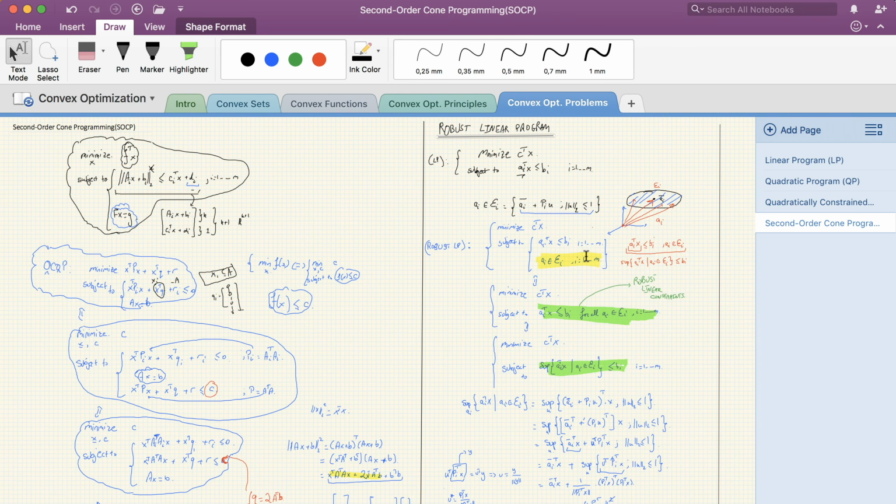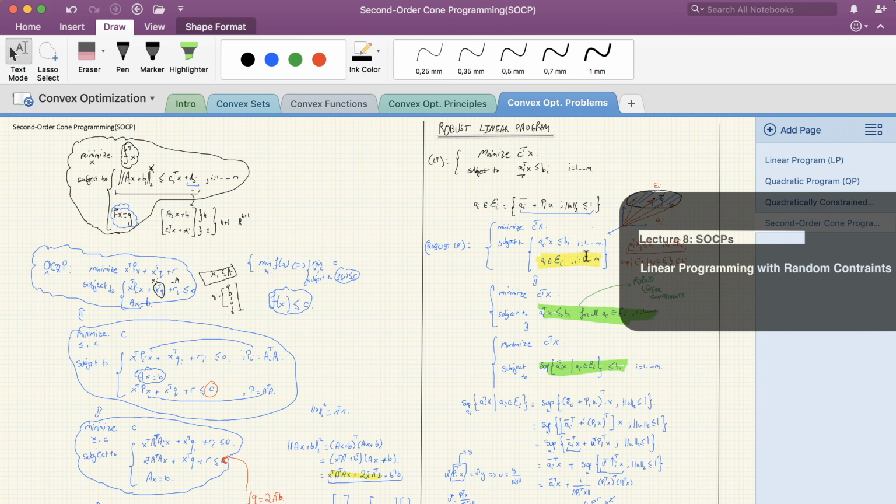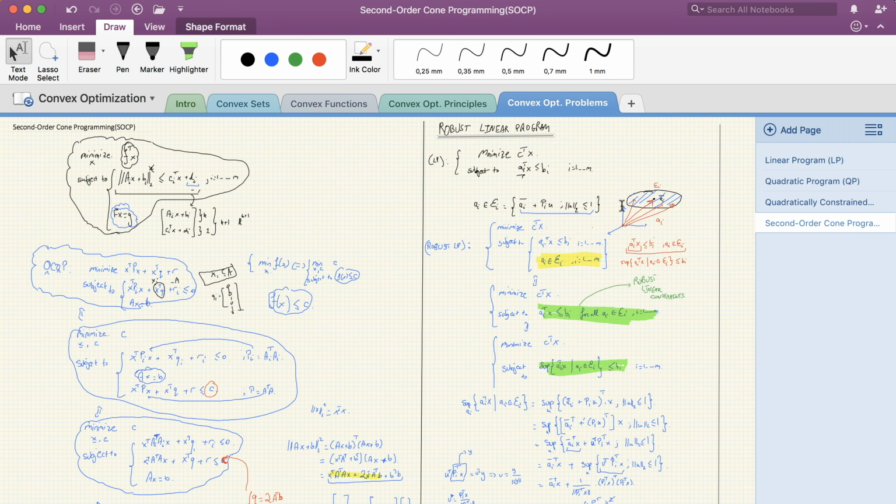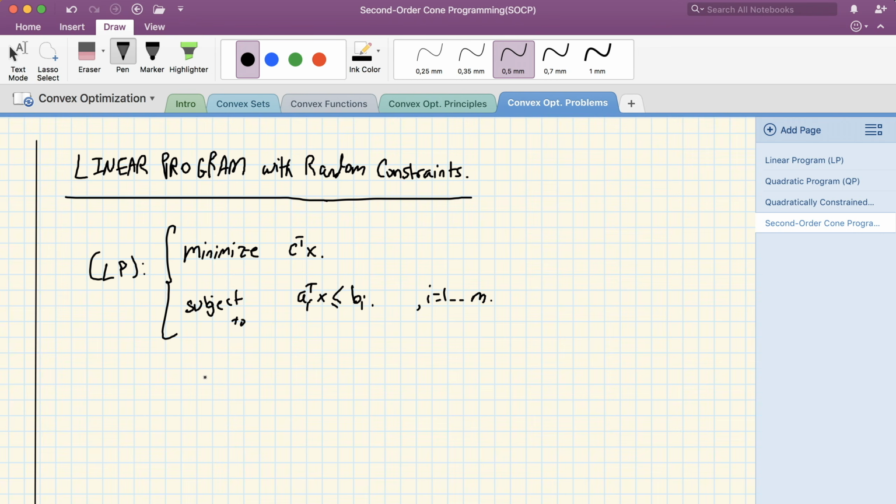Now, next off, we're going to talk about linear programming with random constraints. So we're going to allow this time our AI vectors to be random. Right here, we allowed them to move in some certain ellipsoid, but now they're going to be random. Those constraints are going to hold with some probability. We'll see how. Now, since they're random, they should follow some distribution function, some PDF. So in that case, we're going to assume that each AI is normal of mean AI bar and covariance sigma I.